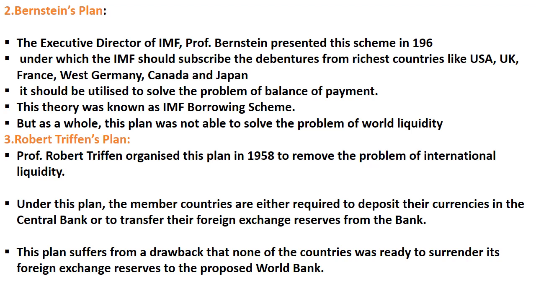According to the Triffin plan, there is a need for a central bank, and Triffin wanted the IMF to act as a central bank for all the countries, and all the countries have to deposit their currencies in the central bank. This plan also suffers a drawback, that is, none of the countries was ready to surrender their foreign exchange reserves to the proposed bank. So that plan also was a flop. So these are some of the proposals for raising international liquidity.